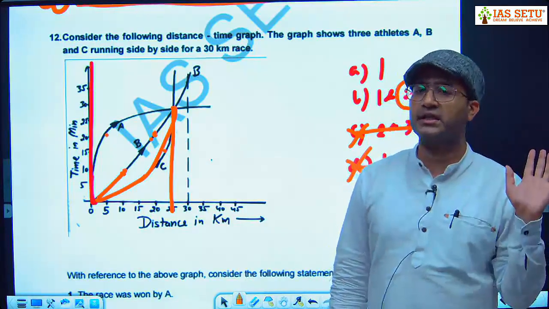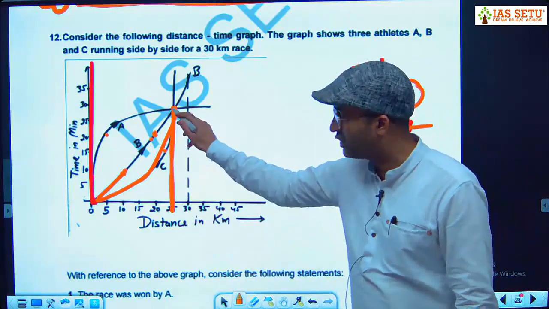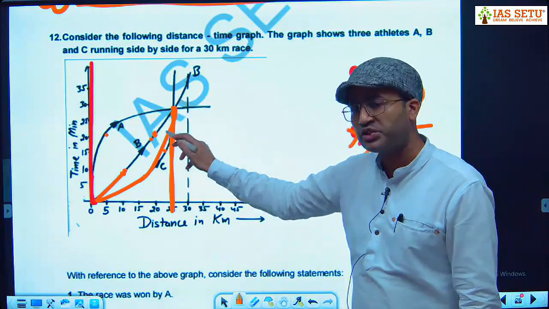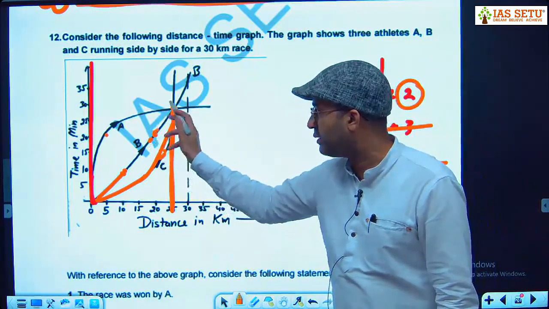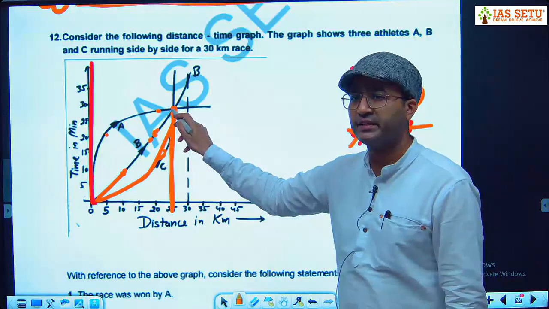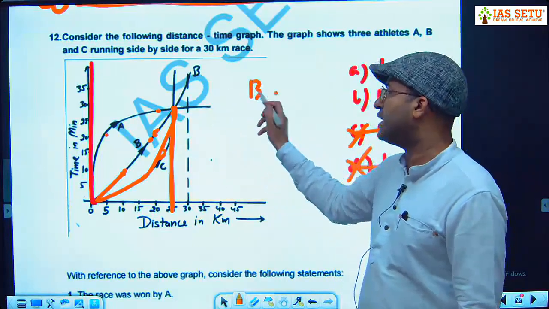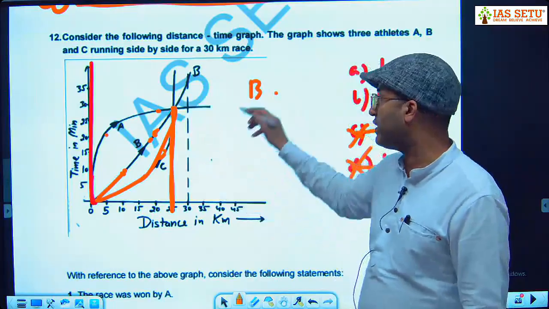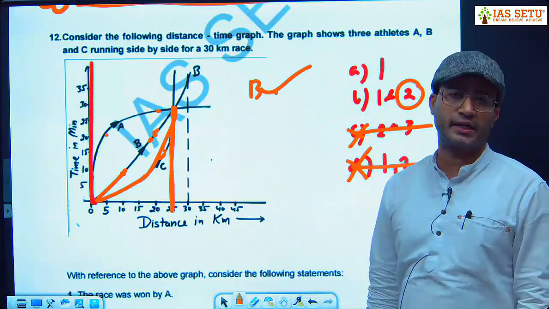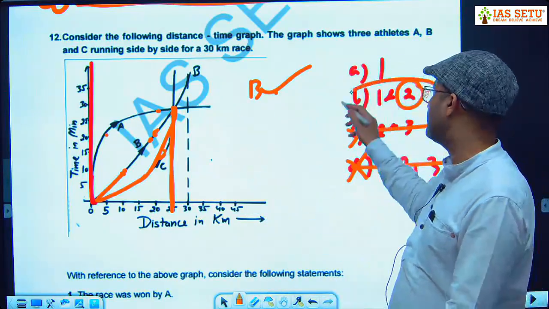This statement is correct. I already told you this is 25 kilometer. तो 25 किलोमीटर तक तो C B से आगे, B A से आगे, and they meet here. So B was ahead of A up to 25 kilometer mark. This statement is correct. So answer is B, 1 and 2.